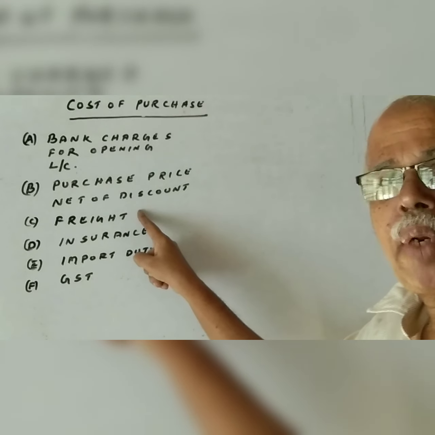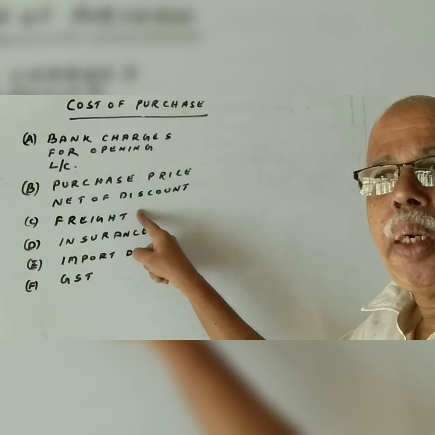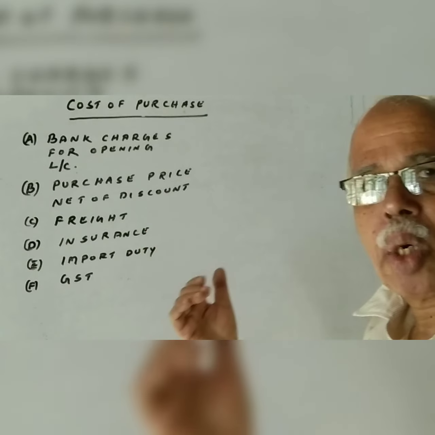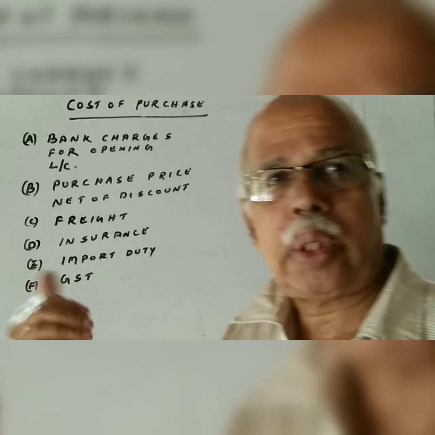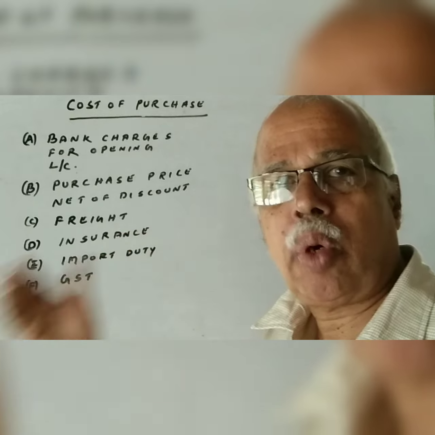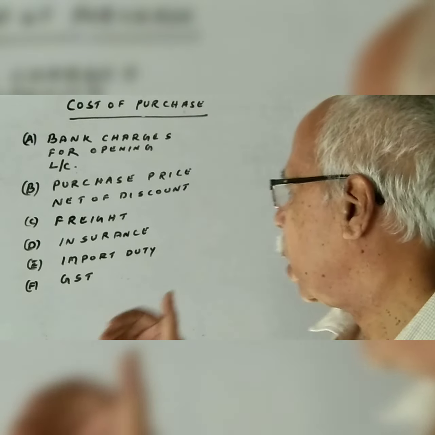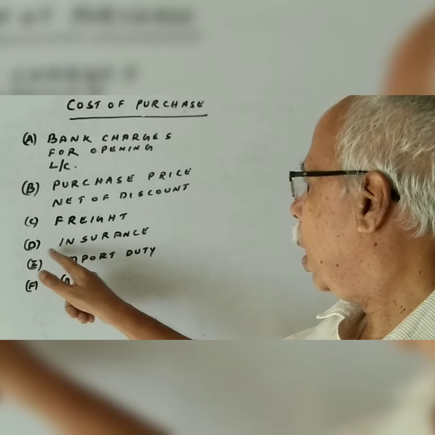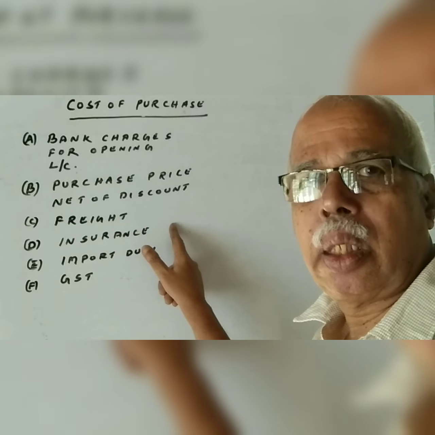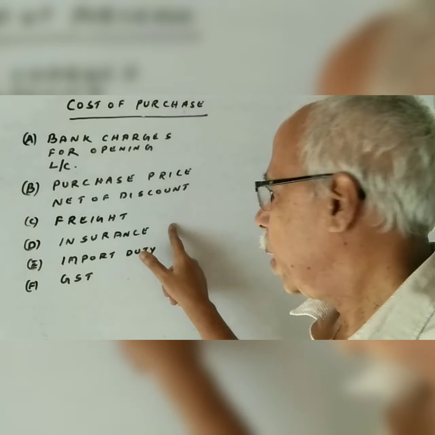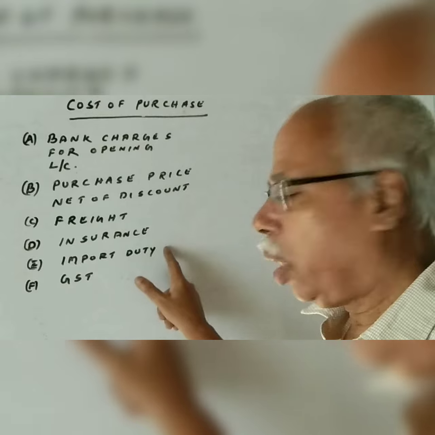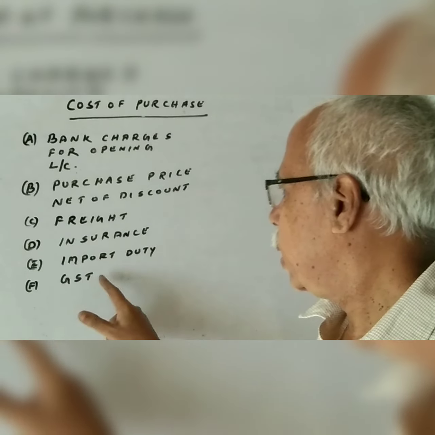C. Freight. Freight is the carriage cost paid to shipping companies or airlines for bringing the material from abroad. D. Insurance. The goods will be insured. E. Import duty. F. GST.